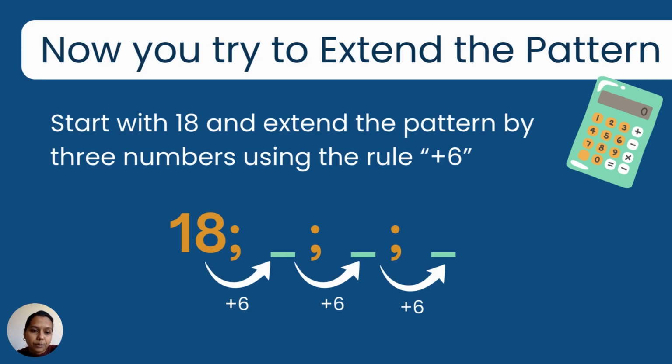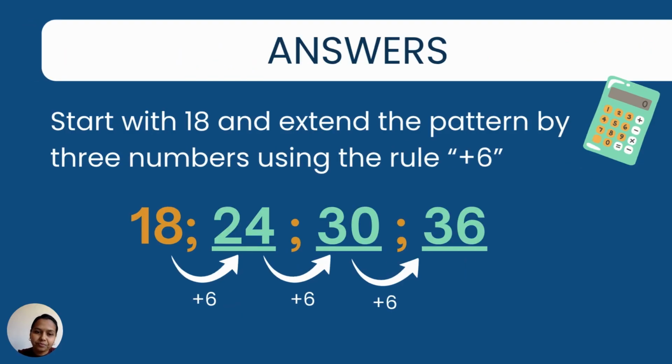Now try extending another pattern. So this time you're starting with 18, you're extending your pattern by 3 numbers, and we're using the rule plus 6. Take a moment, pause the video, try your 3 numbers, and then come look at the answer. So here are your answers. We started with 18, and the 3 numbers would be 24, 30, 36. If you got that, good job.